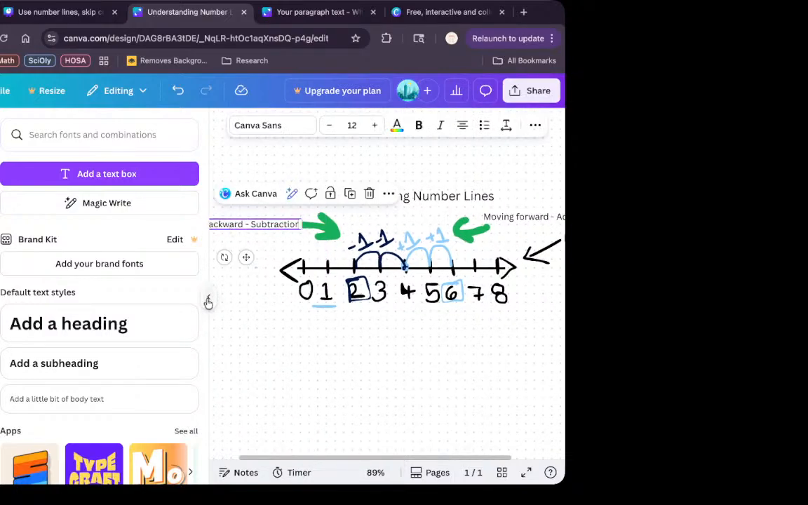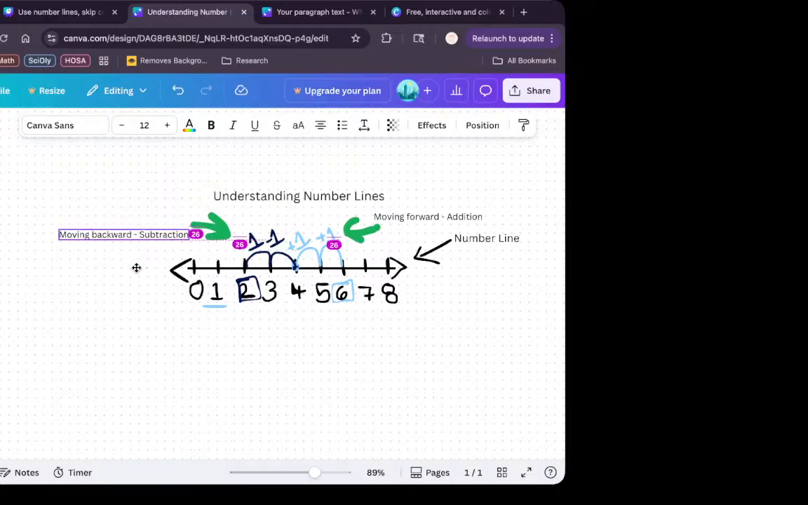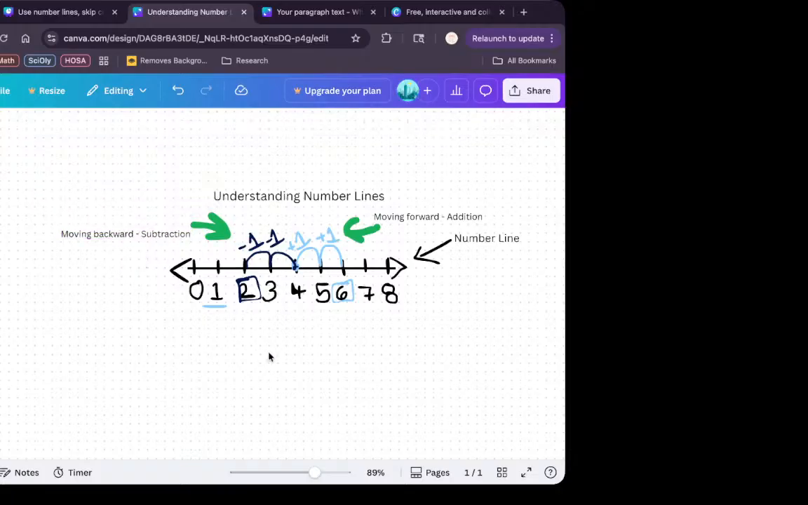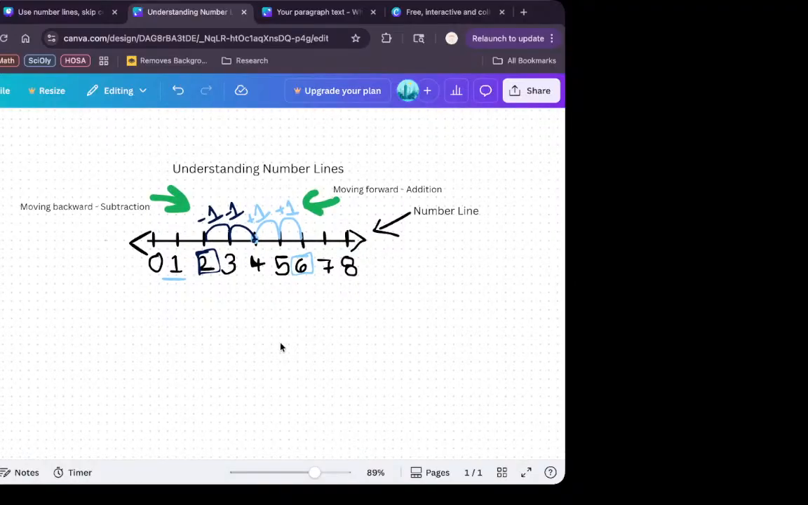Okay, let me hide that. This is what your paper should look like right now. I'll give you guys a moment to copy. Okay, let's continue.